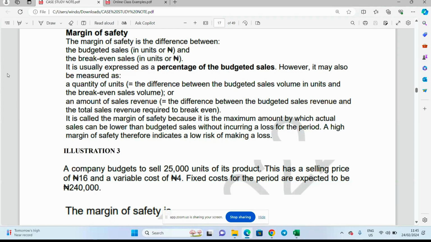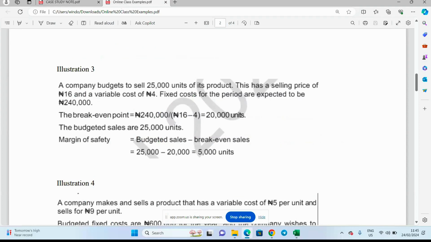Now, can you see my screen? Yes, you can see your screen. A company budgets to sell 25,000 units of the product. That should have given you your budgeted sales already. The selling price is 16 naira. Variable cost is 4 naira. Selling price minus variable cost will give you contribution. Do you agree? It will give you contribution per unit.